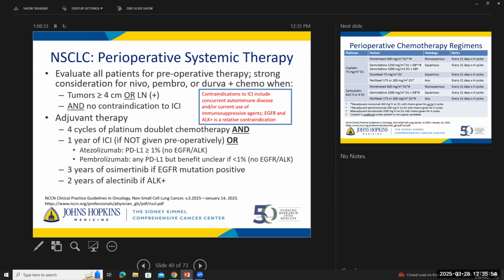Anybody who has an autoimmune disease, right? Because if we give them something that's going to stimulate their immune system, that's going to cause that autoimmune disease to go haywire, okay? So a contraindication to giving immunotherapy or immune checkpoint inhibitors is somebody with a concurrent autoimmune disease or someone who's on immunosuppressive agents, right? It does me no good to give something that's going to stimulate the immune system if the patient's on a drug that's supposed to suppress the immune system. I'm just wasting time and money.